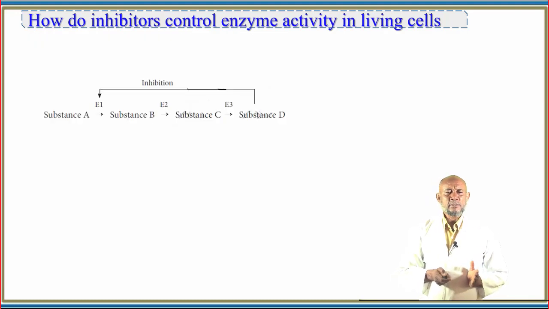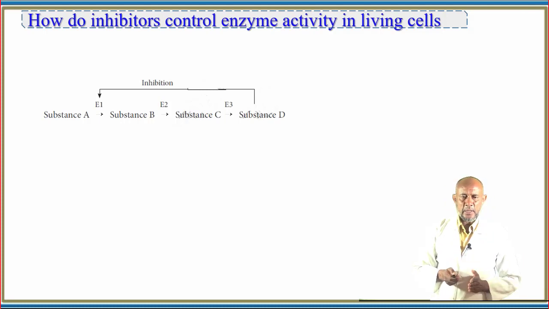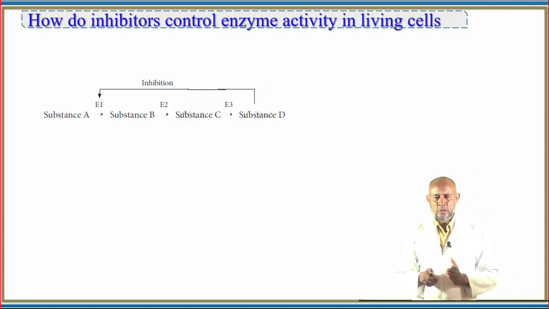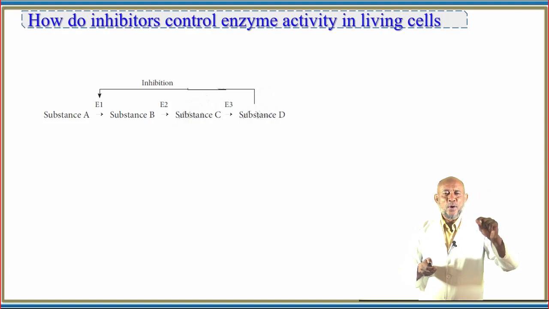Look here. Substance A moves toward substance B. Here, enzyme 1 is involved. And substance B is changed into substance C when enzyme 2 is involved. And finally, substance C is changed into substance D. Therefore, substance D is our end product. The end product returns back and attaches to the enzyme, okay? Attach it to enzyme one. The end product just serves as a substrate and attaches to enzyme one.